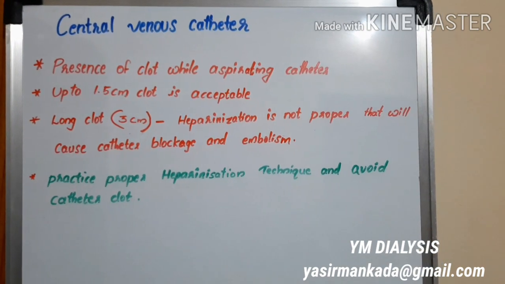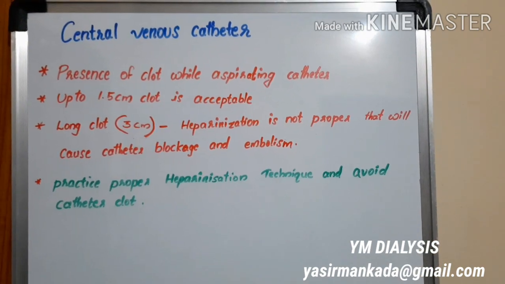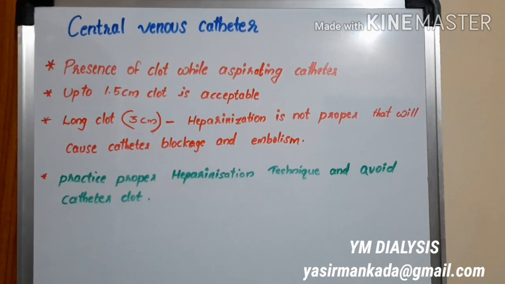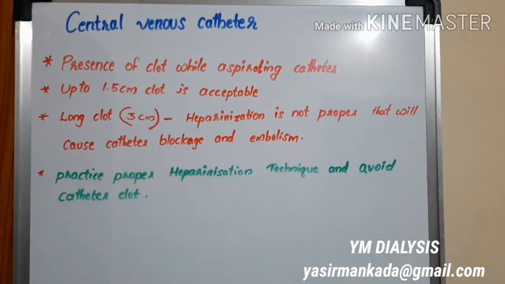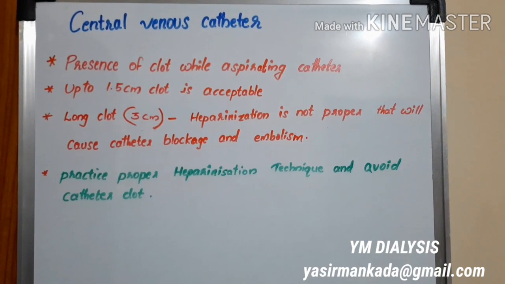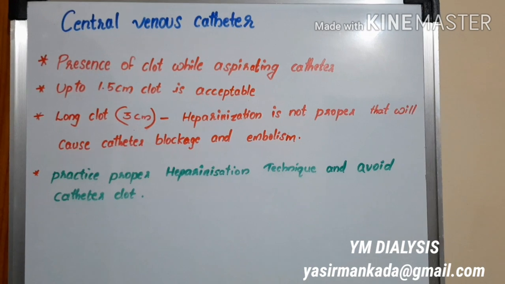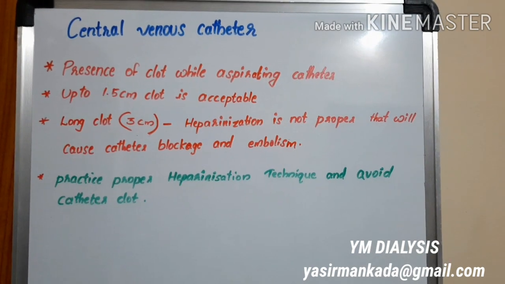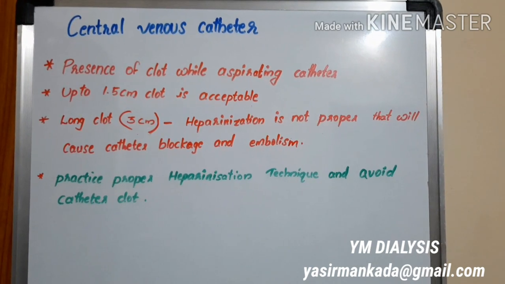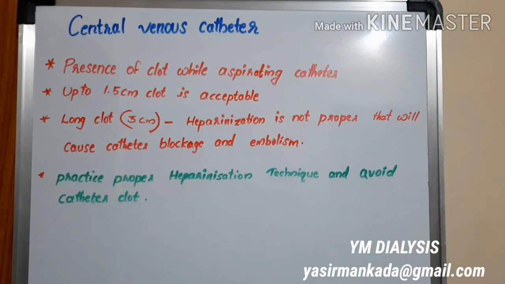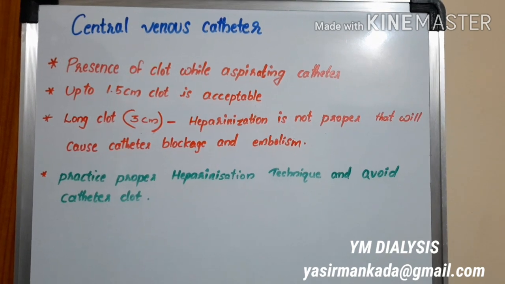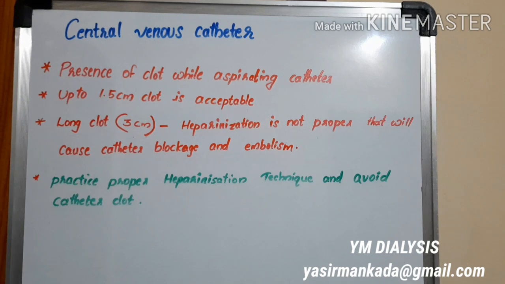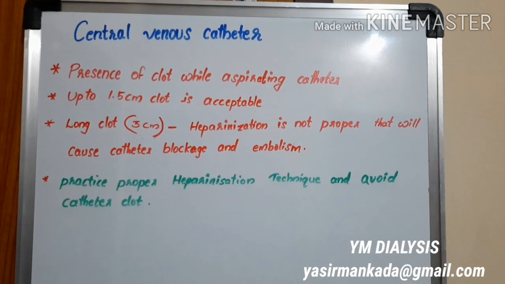Next, we'll talk about the central venous catheter. While aspirating, sometimes we observe some clots. Up to 1.5 centimeter clot is acceptable. Sometimes a 3 centimeter long clot means our heparinization is not proper, which will cause catheter blockage and embolism. So we have to practice proper heparinization technique to avoid catheter clot.